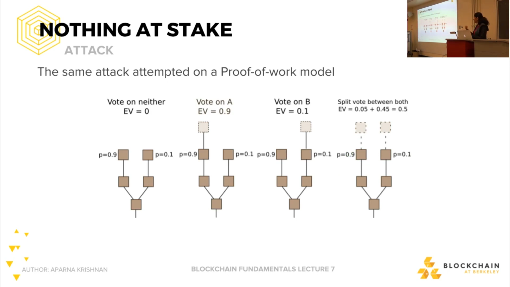Like, the same attack on a proof of work model would look something like this. So if you had a certain fixed amount of computational power, the only way you can mine on both chains is if you split up your computational power, which means your expected value of rewards still remains the same. But that's not the case in the chain-based proof of stake model.